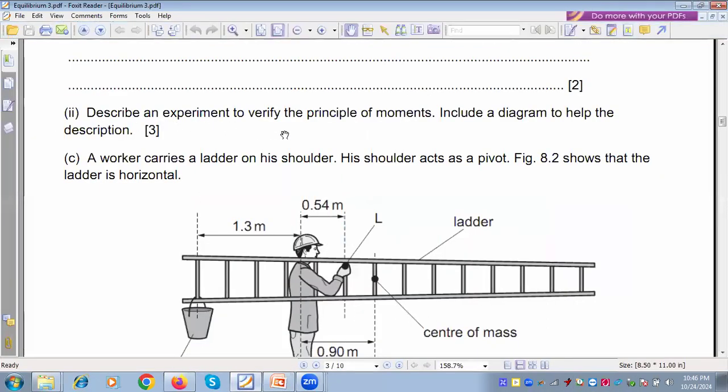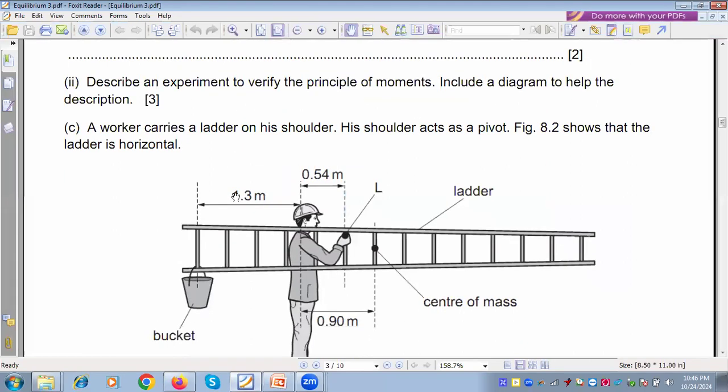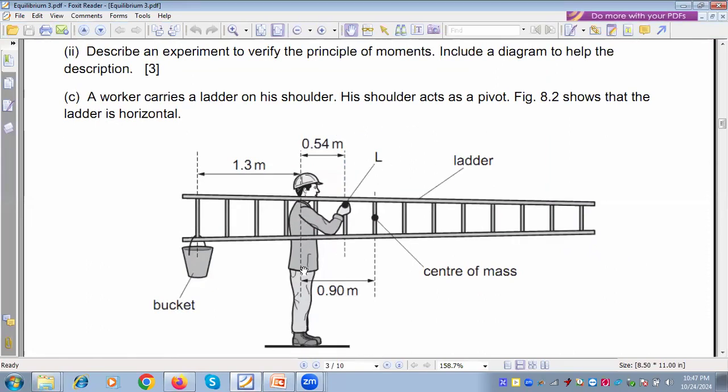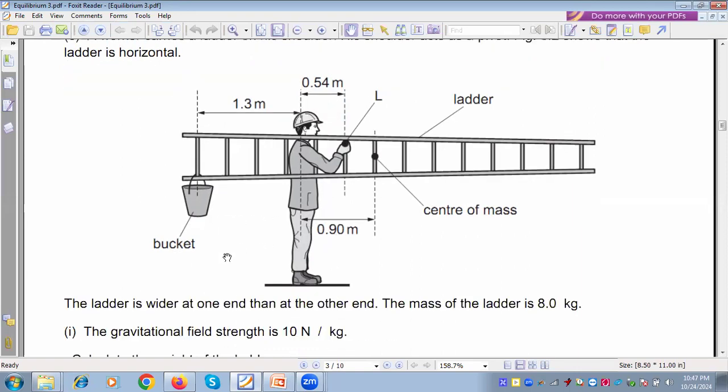So describe an experiment to verify the principle of moments. Include a diagram to help the description. So this is done. The diagram was also shown. A worker carries a ladder on his shoulder. His shoulder acts as a pivot. So this is the point where the pivot is present. And his hand is applying one force at point L. One bucket is suspended at the other end. Distance of bucket from the shoulder of the person is 1.3.